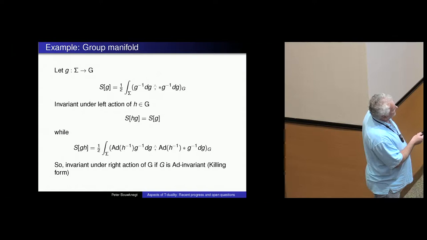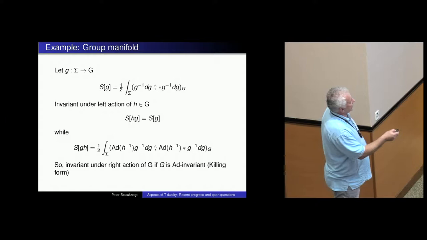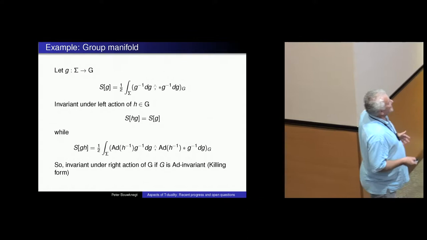So in general, this is not the right action for this. The right action of G on itself is in general not an invariance, it's only invariant when this form is actually a Killing form.